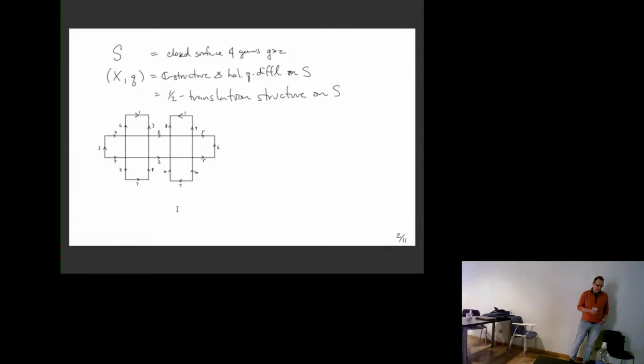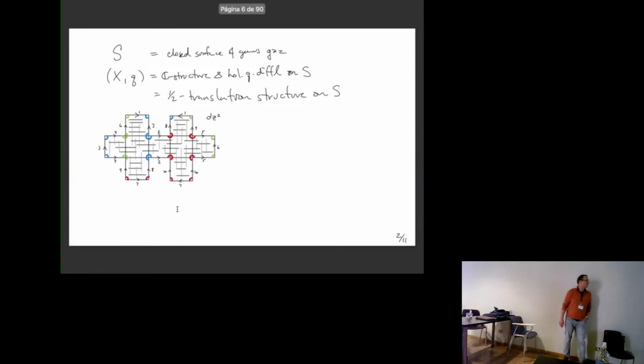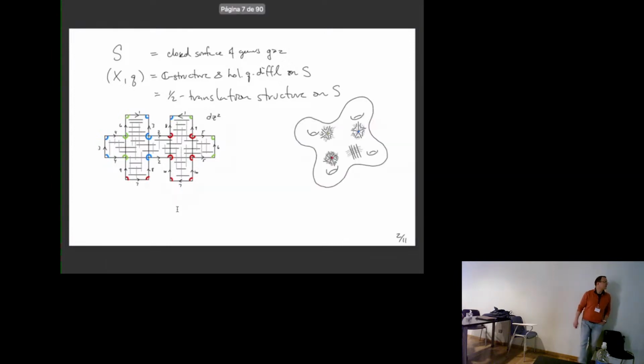When I do this gluing, I get a flat metric on the surface, or if you like, I've got the differential dz squared on the Euclidean plane, which is invariant under translations and rotation through 180 degrees. So that dz squared descends to a holomorphic quadratic differential on the surface. And this surface happens to be a surface of genus 4. I colored these in so you could see where things get identified.